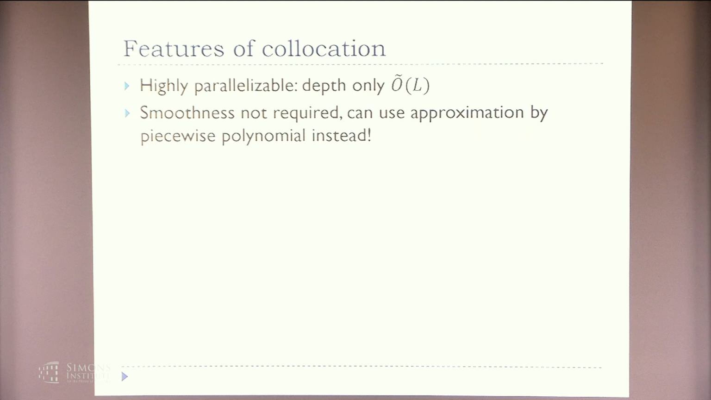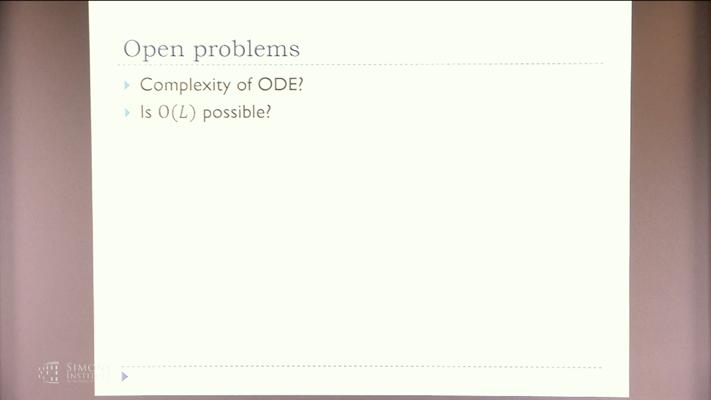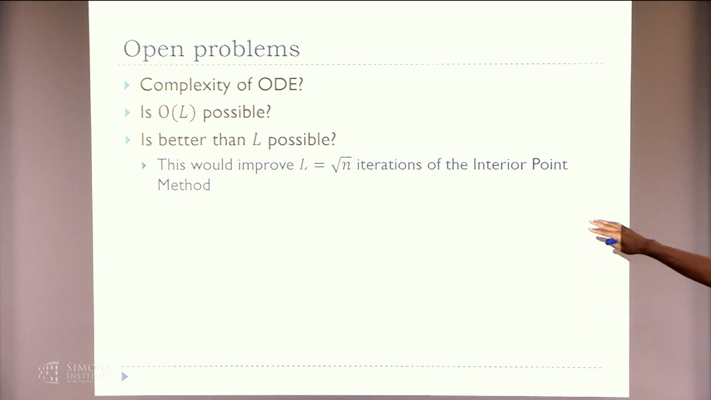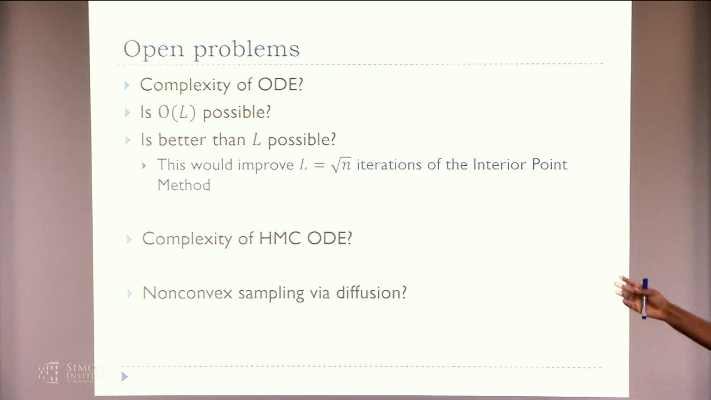Collocation, I mentioned, is highly parallelizable and you can extend it in other ways. Lots of open problems here. Complexity of ODE. Is, for example, order L possible? I meant little o. Is order L possible? Yeah, we have 3 halves. Is better than L possible? Now that might be difficult because that would actually improve the interior point complexity from root n to lower. HMC for non-convex sampling.